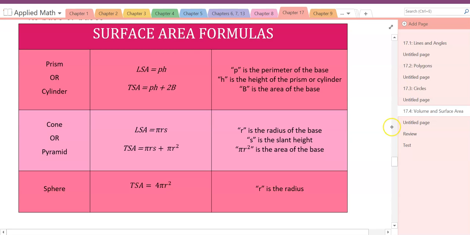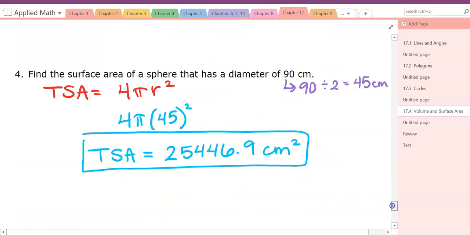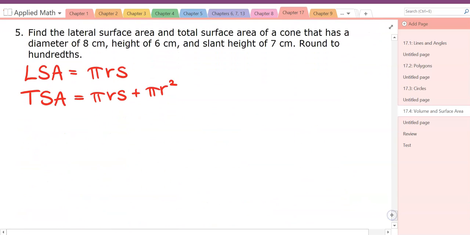So when I'm looking at this cone, when I find pi r s for my lateral surface area, I can just use that number that I find and replace the pi r s in the total surface area. I don't have to go back and recalculate it. So you can save yourself a little bit of time calculating wise. You don't have to type it all back in your calculator.